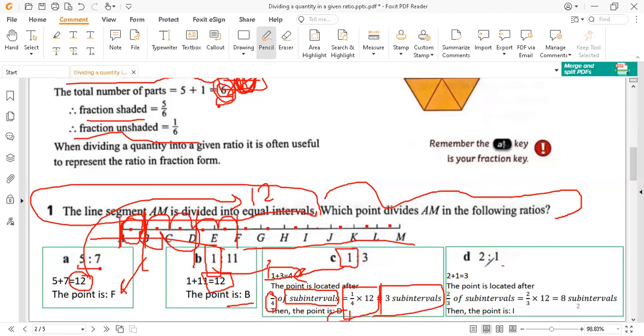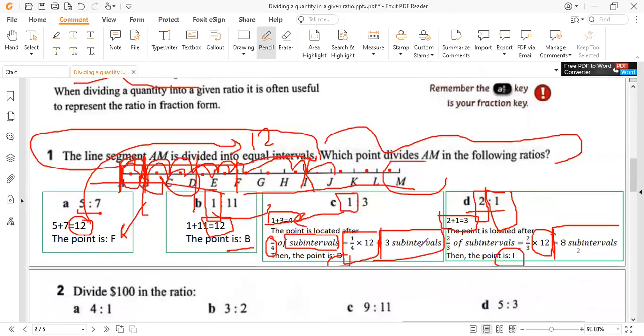The same way, 2 to 1. We add both terms to obtain 2 plus 1 equals 3. So the point is located after 2 over 3 from A, or 1 over 3 from M, the third from M. 2 over 3 of the subintervals, and the number of subintervals is 12. So we obtain 8 subintervals starting from A. We count 8 from A: 1, 2, 3, 4, 5, 6, 7, 8. So we stop at I. So the point is I.